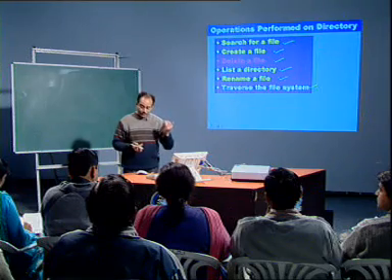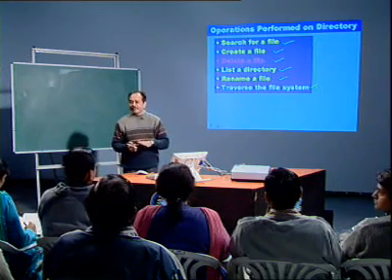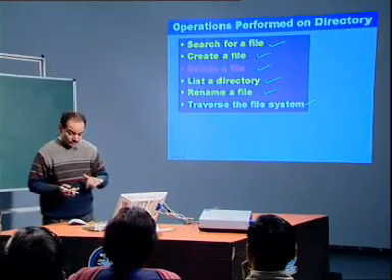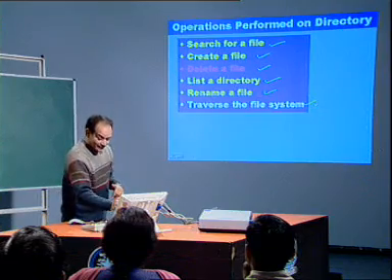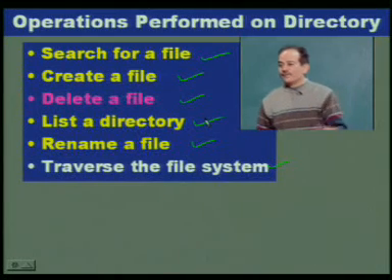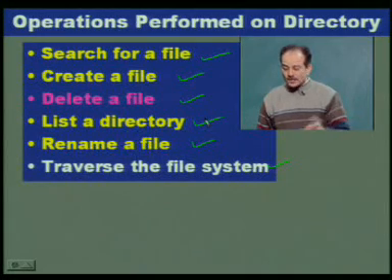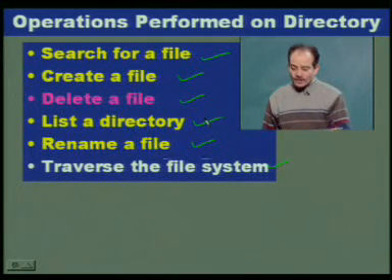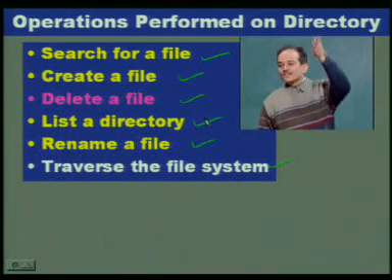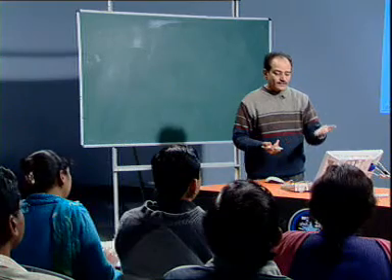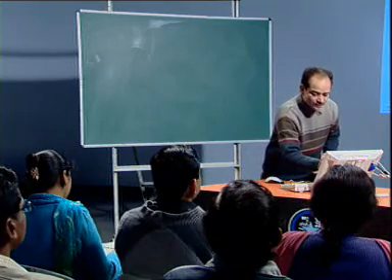As an administrator, I can delete any file, but as a user I can delete only my own files. Then you can list a directory: I would like to see what files are there on my hard disk, or what files are there in my directory. Or it can be renaming: whatever file I have created, I would like to change its name. Or traverse the file system: I would like to see all the files residing on my system, one by one. So this is what we call the basic operations.